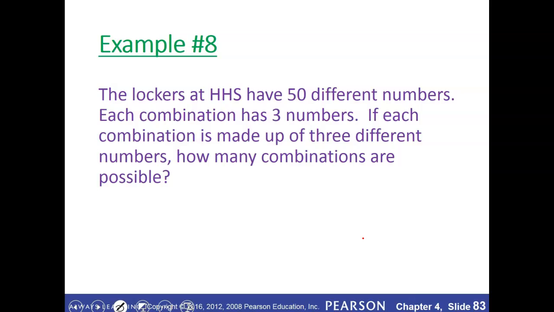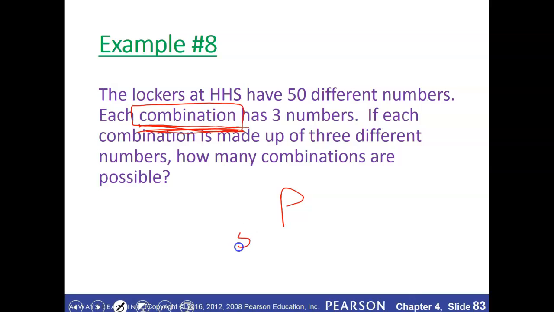Is this a permutation or a combination first? Lockers at Homestead have 50 different numbers. Each combination, they call it a combination, has 3 numbers. But if each combination is made up of 3 different numbers, how many combinations are possible? This is a misleading word here because with a combination, order doesn't matter. But we know that when we put our numbers in our locker to open it up, order does matter. The locker is actually a permutation. We shouldn't call it a locker combo. We should call it a locker perm.